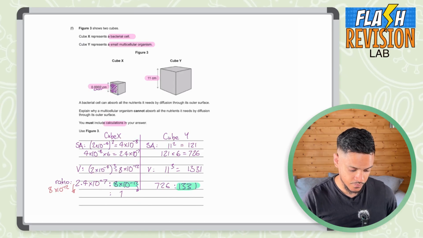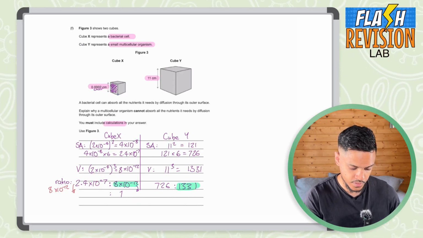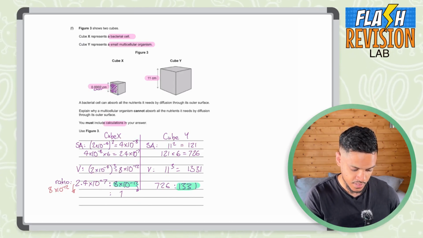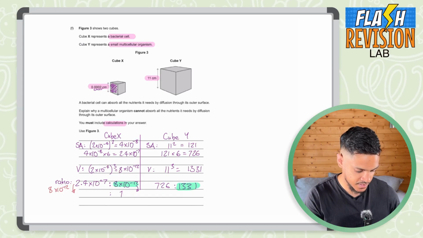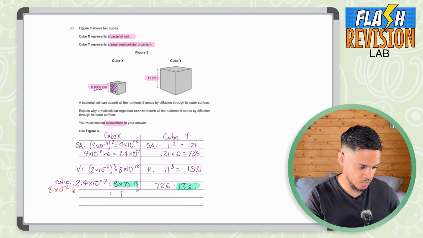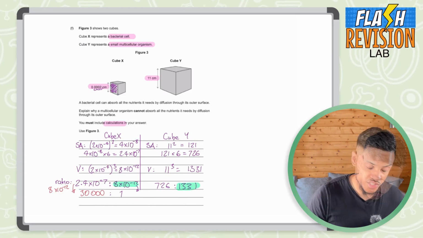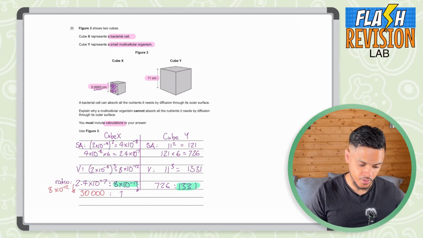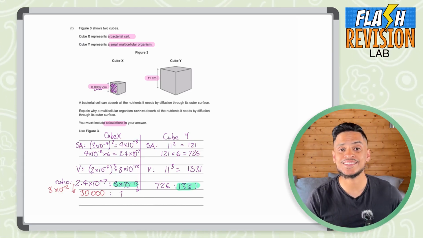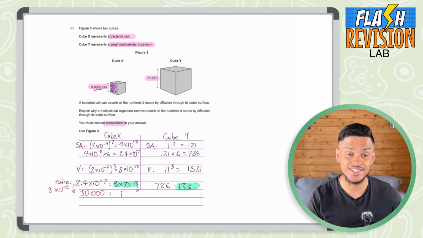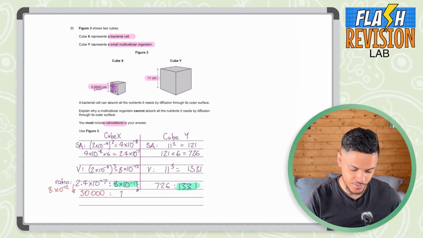So let's do that. Let's do 2.4 times 10 to the minus 7 divided by 8 times 10 to the minus 12. When you put that in your calculator, you should get 30,000. So the surface area to volume ratio of cube X can also be written as 30,000 to 1. Let's do the same to this side.